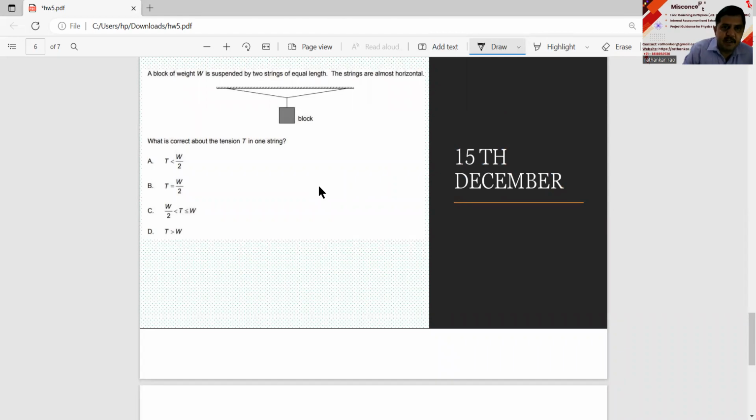A block of weight is suspended by two strings of equal length. Okay, equal length. The strings are almost horizontal. Now, what is correct about the tension in one string? Tension in one of the strings.